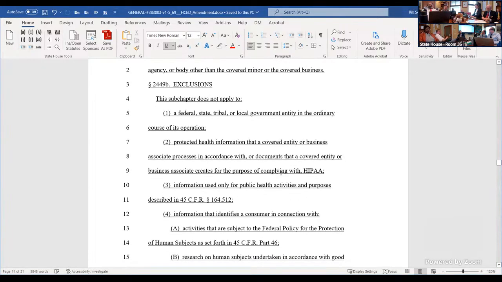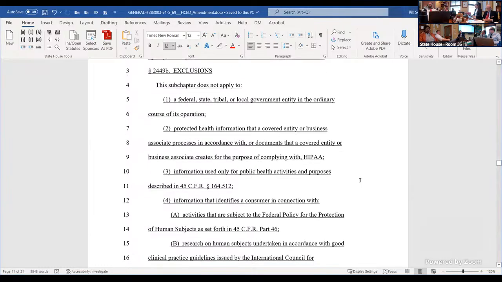So the subchapter, meaning this act, does not apply to a federal, state, tribal, or local government entity in the ordinary course of its operation. Protected health information that a covered entity or business associate processes in accordance with HIPAA, this is HIPAA stuff, or documents that a covered entity or business associate creates for the purpose of complying with HIPAA.